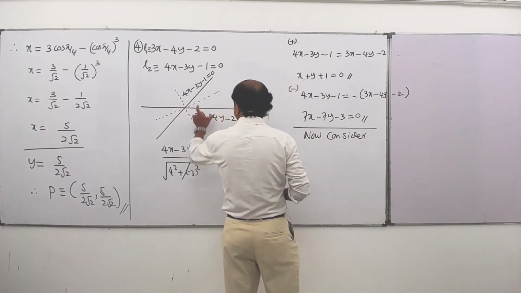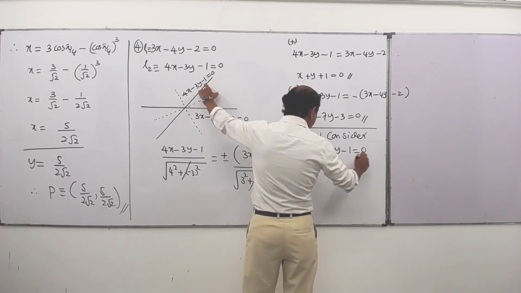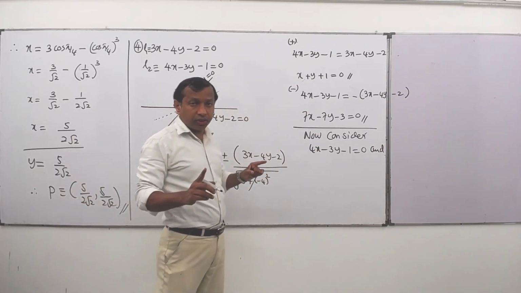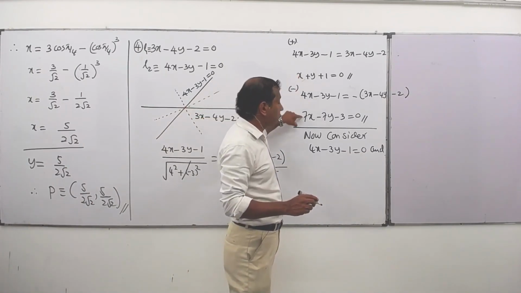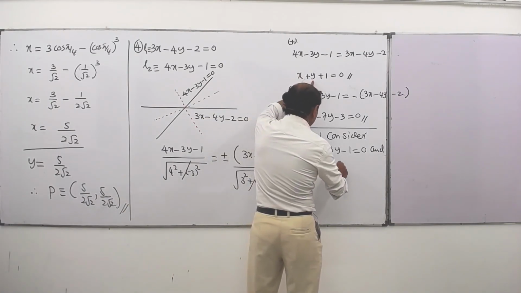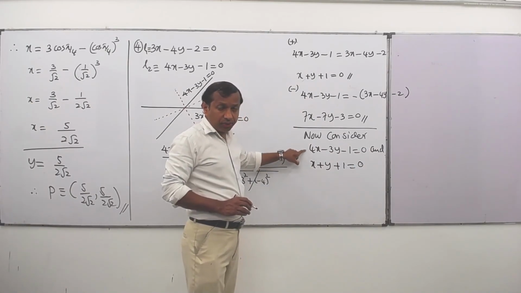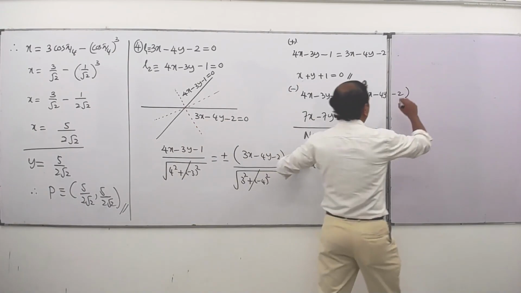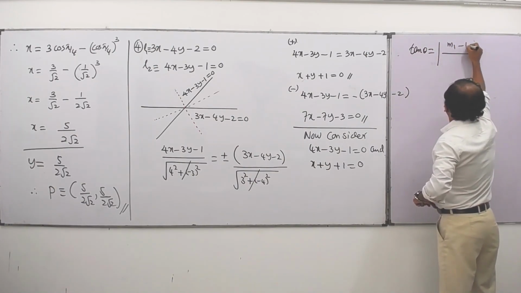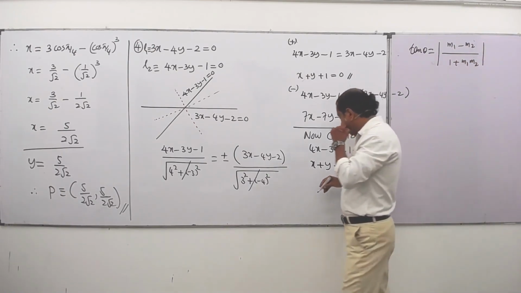I'll take this line, 4x minus 3y minus 1 equals 0. And I take one equation of the two bisectors we just found, any one of the two you can take. I take this, x plus y plus 1 equals 0. Right, now we take the gradient of these two lines, and then we write this: tan theta is the modulus of m1 minus m2 over 1 plus m1 m2.